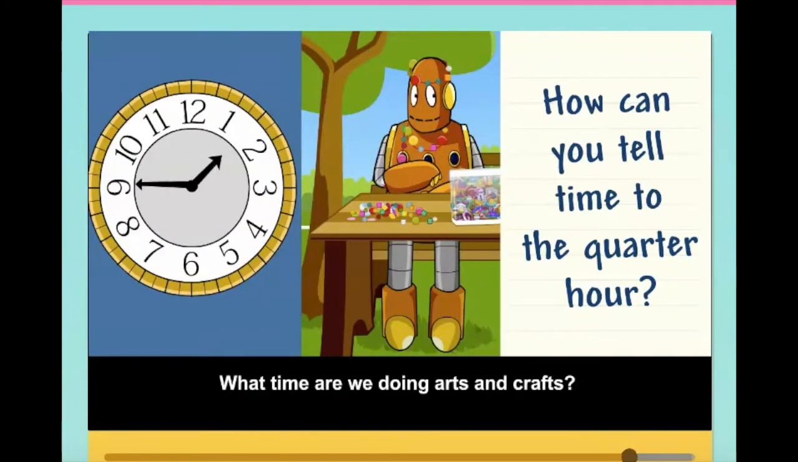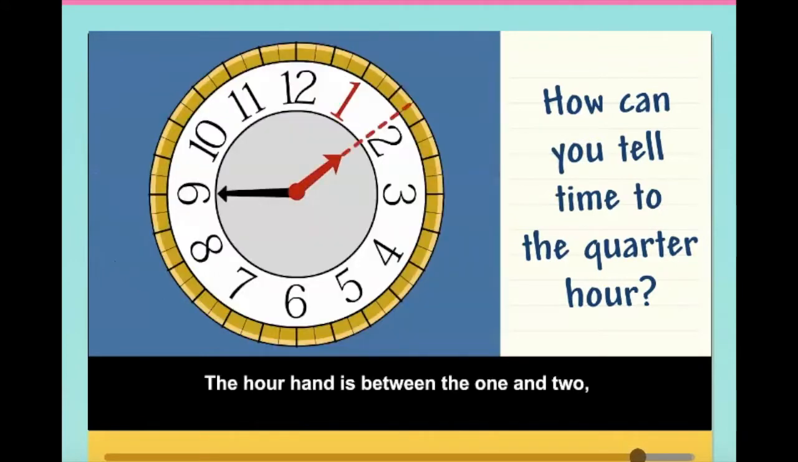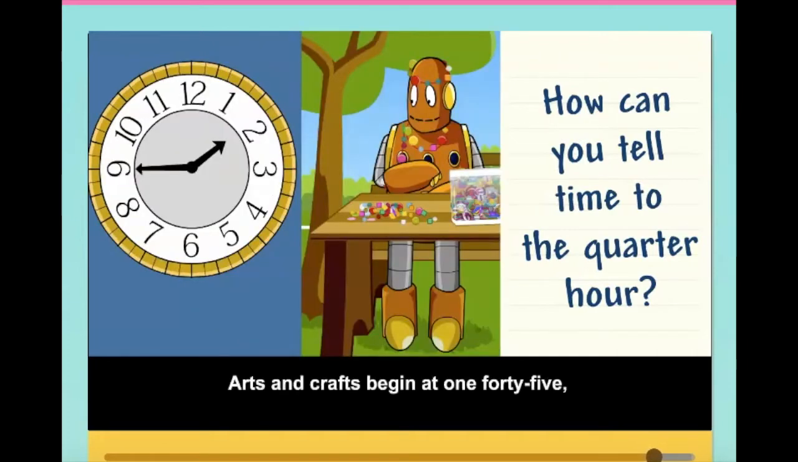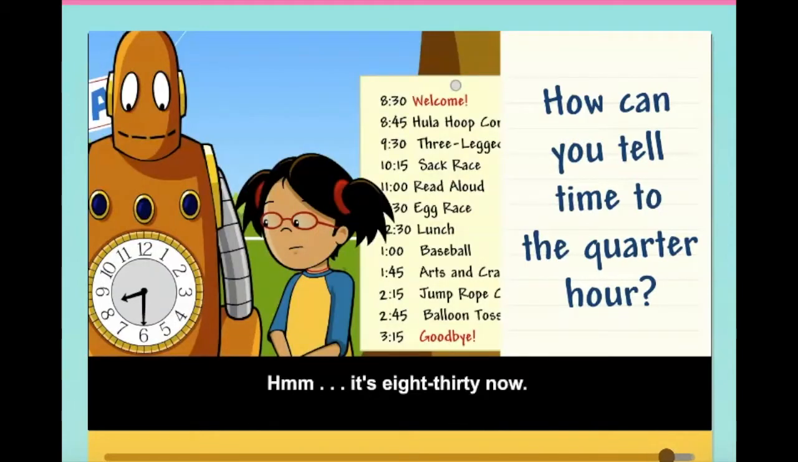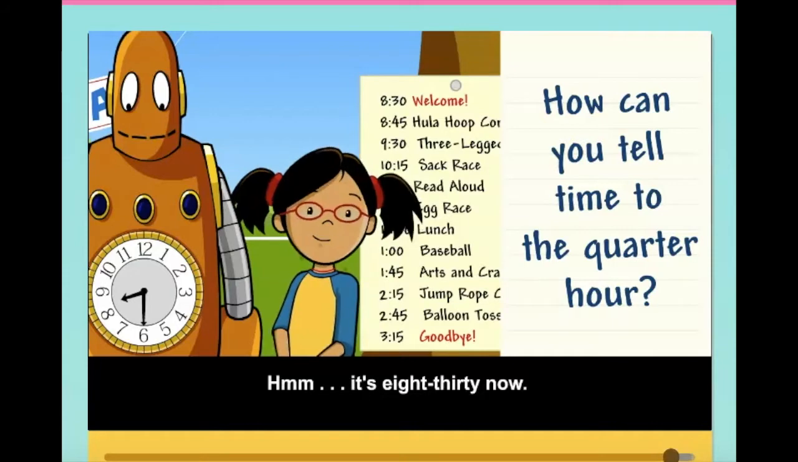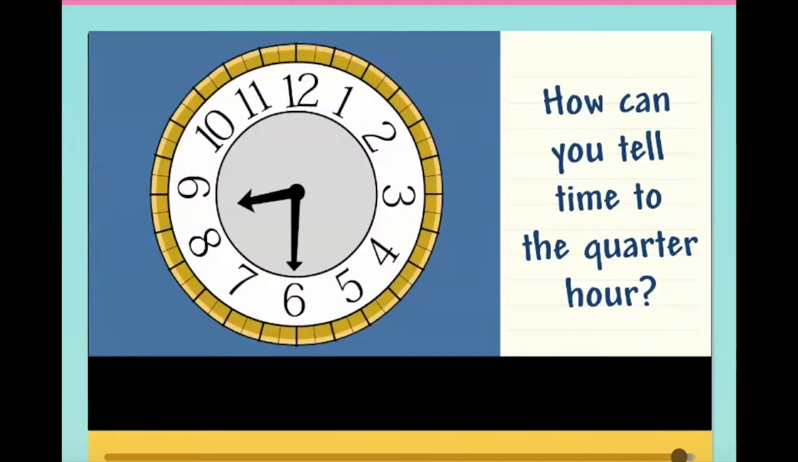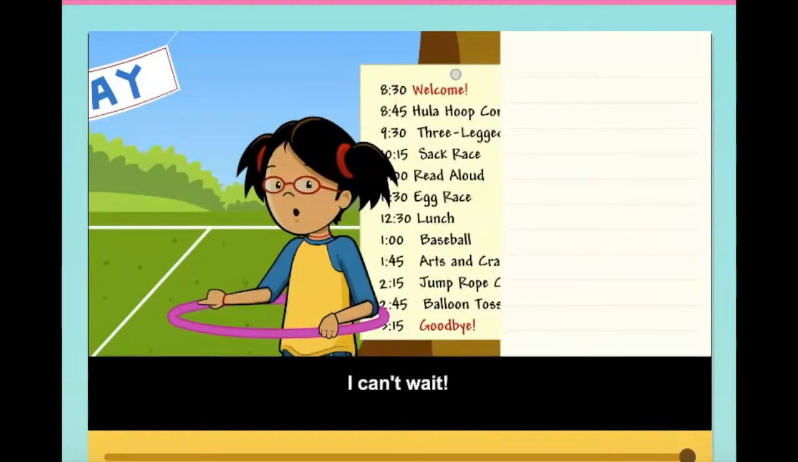What time are we doing arts and crafts? The hour hand is between the 1 and 2, but it's closer to the 2. The minute hand is on the 9. Arts and crafts begin at 1:45, or 1/4 to 2 o'clock. It's 8:30 now. The hula hoop contest starts at 8:45. That's 15 minutes from now. I can't wait.